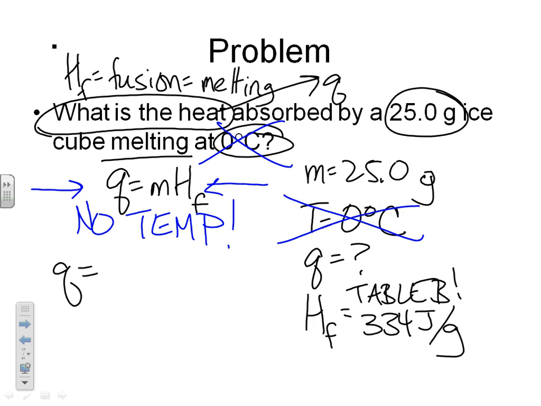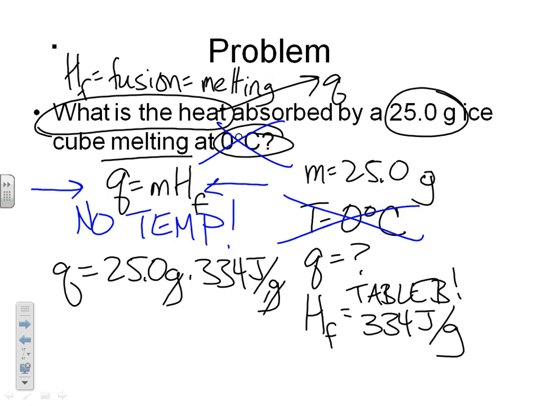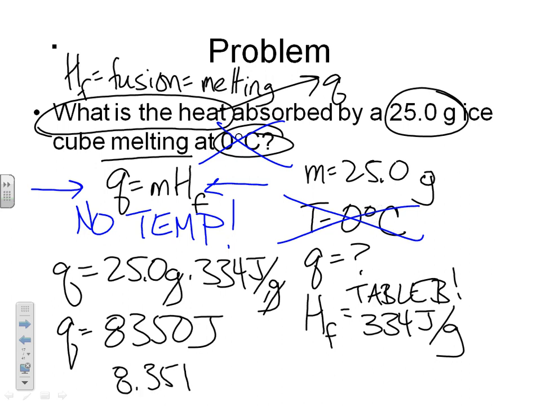We're looking for Q. The mass of the water is 25 grams. The heat of fusion of water is 334 joules per gram. 1 gram requires 334 joules, so 25 grams will require 25 times 334 joules in order to melt it. The grams actually cancel out. They're on top and they're on bottom, which means that the unit that we're going to be left with for Q is going to be joules. 25 times 334, that's 8,350 joules required to melt that 25-gram ice cube, or if we turn this into kilojoules, 8.35 kilojoules.